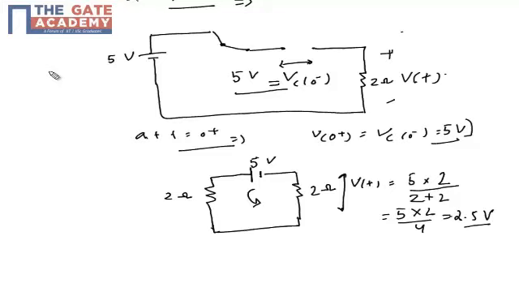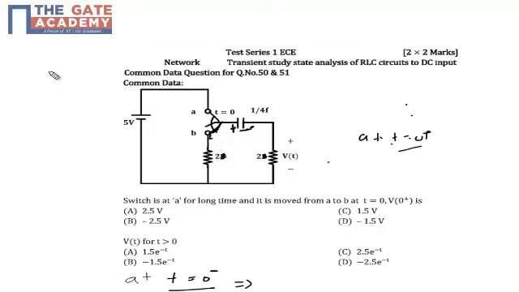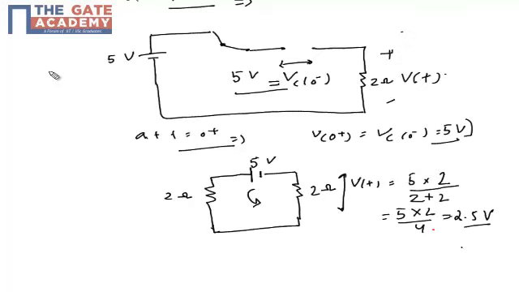So my Vt at t is equal to 0 plus is 2.5 volt in magnitude, but you need to see that Vt has been defined with plus and minus. You can see that the polarity of the 5 volt battery is like this. The current always flows from high potential to lower potential. So if I draw the direction of the current, it will be like this. So my direction of the current is opposite to the polarity of Vt.